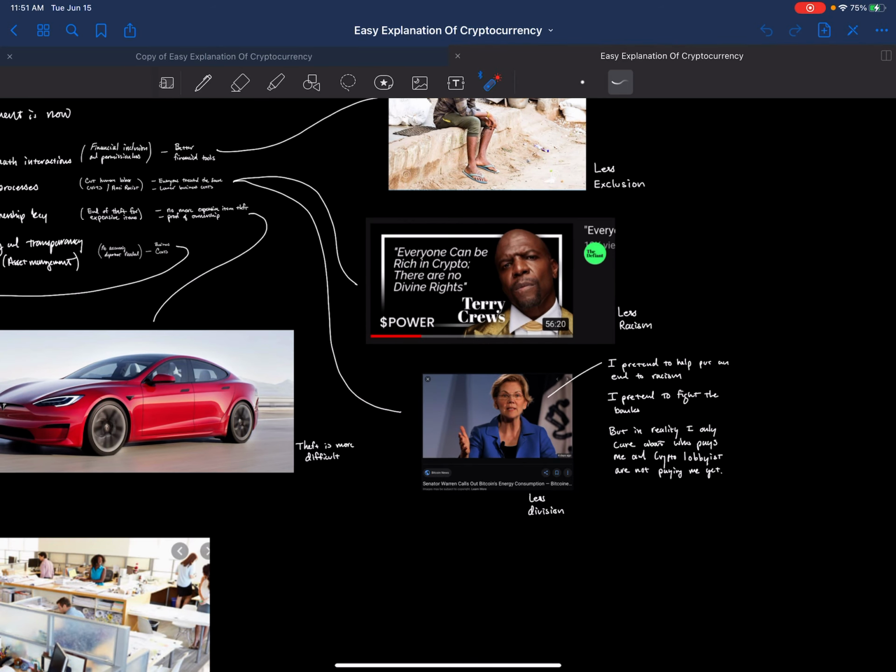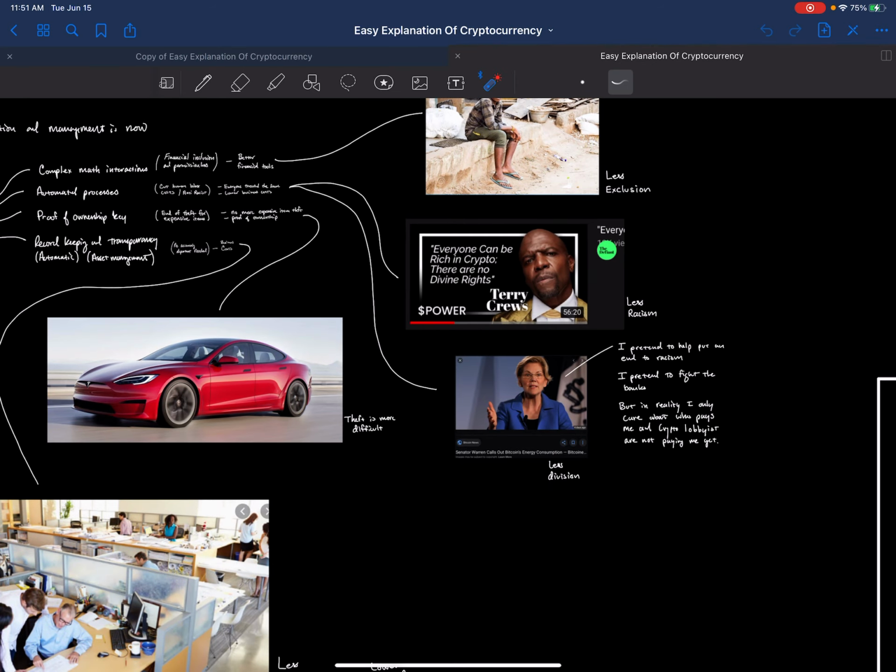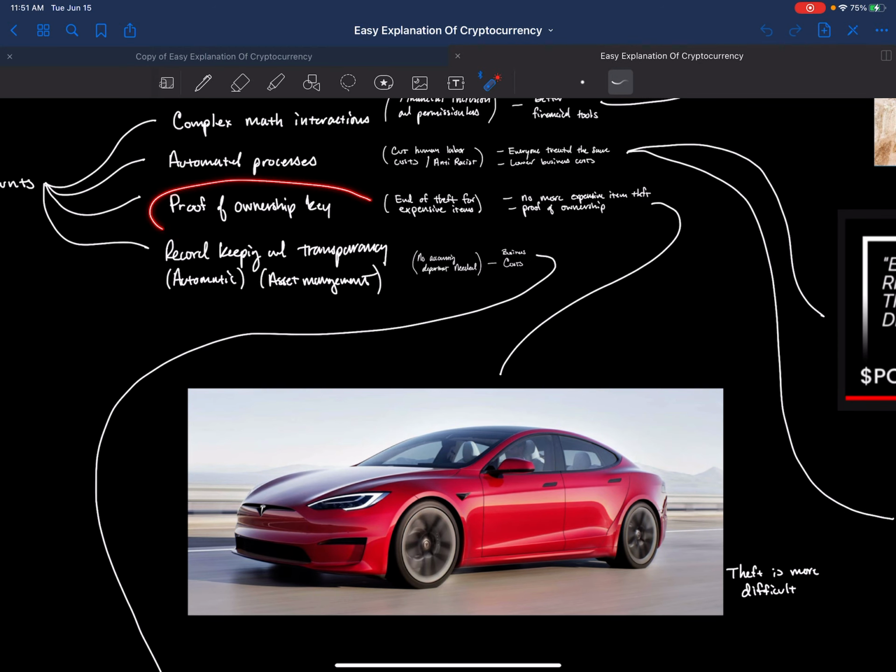But don't listen to the politicians, because this is a perfect example. Coming out and attacking cryptocurrency when in reality, crypto is a solution to the things that this politician supposedly cares about.